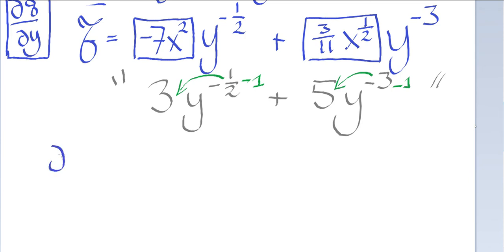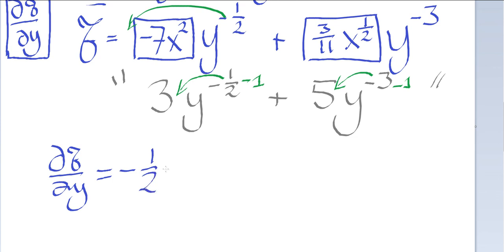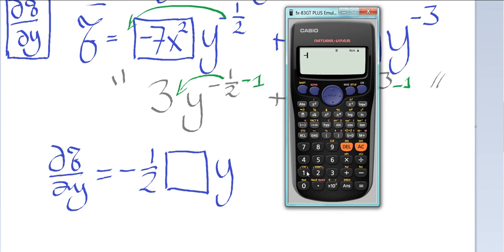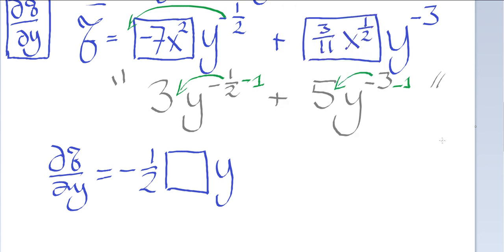So we have del z, del y equals, so again the minus a half comes down, so I'm going to have minus a half in front of the box, and take 1 off that power. So check it out in the calculator. It's minus a half and I'm taking 1 off it. Minus 1 over 2 minus 1. And I get minus 3 over 2. Okay, minus 3 over 2.